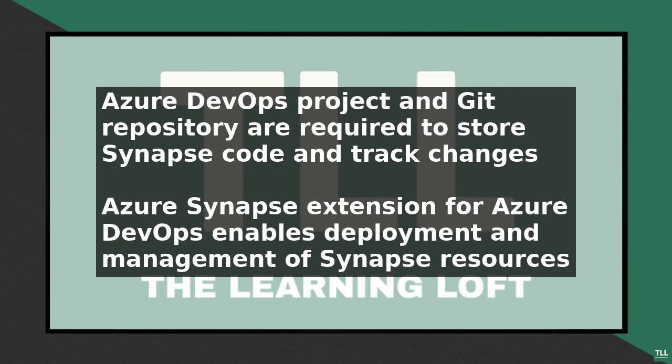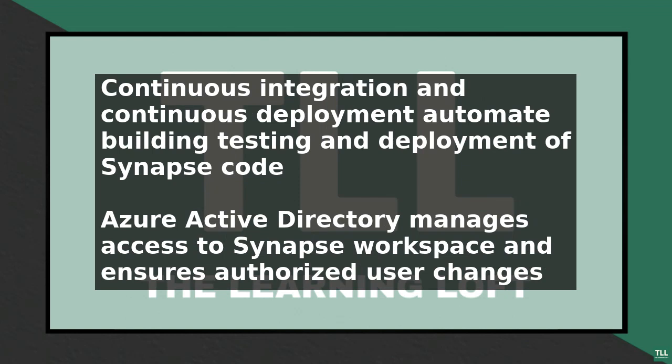One of the key benefits of Azure Synapse DevOps integration is the ability to use continuous integration and continuous deployment. This means that every time you make a change to your Synapse code, it will be automatically built, tested, and deployed to your Synapse workspace.